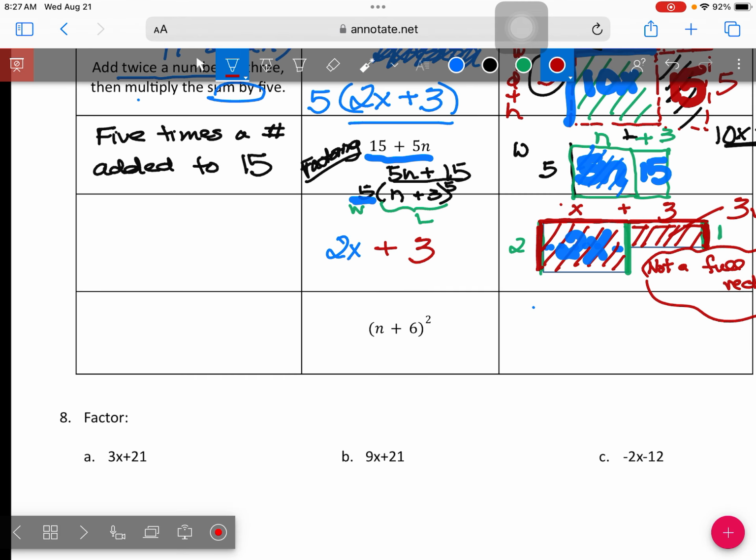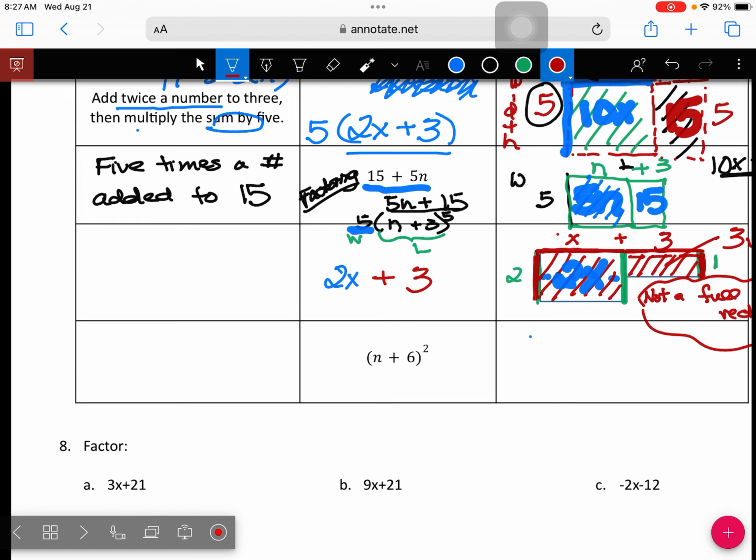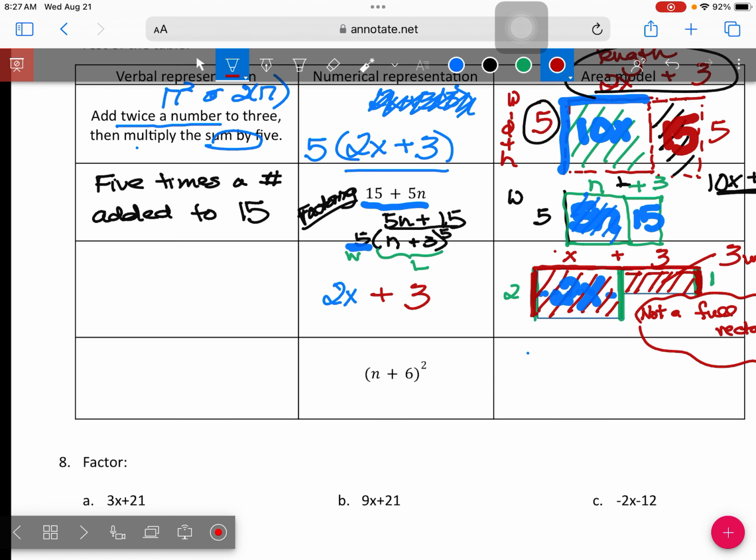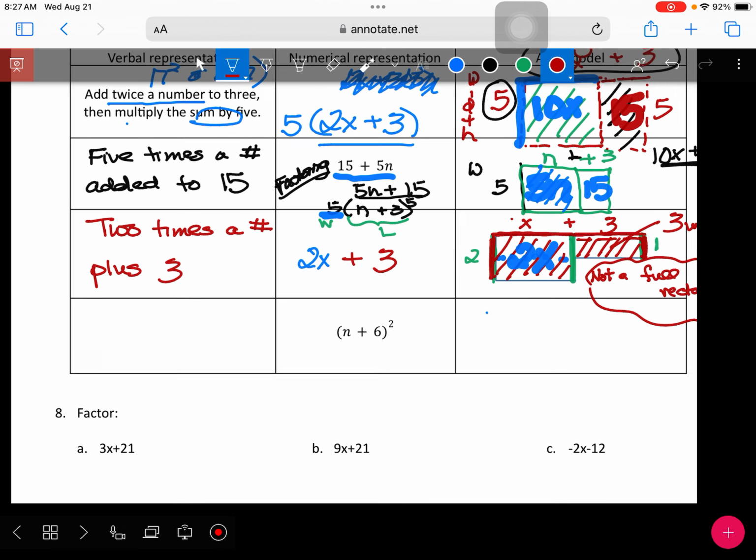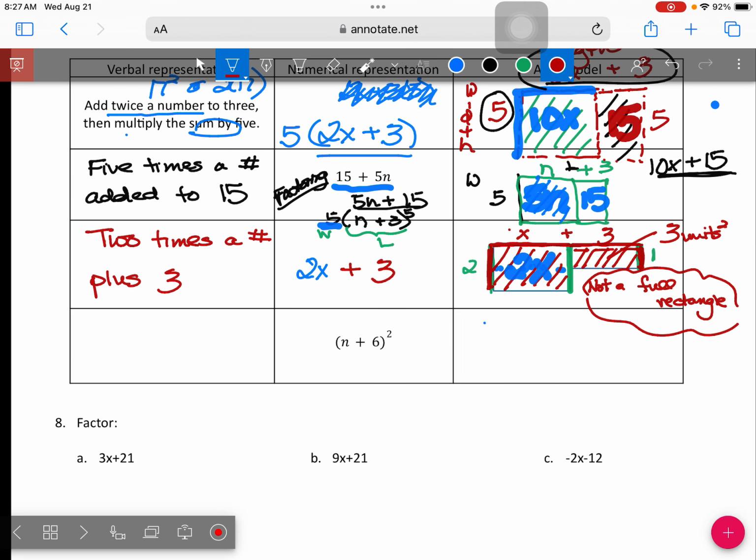So now verbally, how would I come up with that expression? How could I get someone to write 2x plus 3? You could say, anyone? 2 times a number plus 3. Yes. 2 times a number plus 3. Or you can say add 3 to 2 times some number. Again, there are many different ways to say the verbal expressions. And I am recording this, so I will get this up so you will be able to see it. Any questions on those first 3?